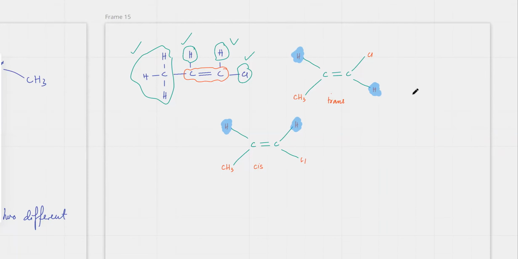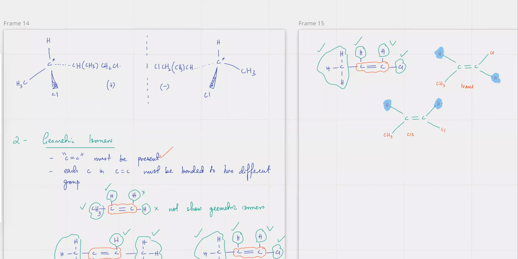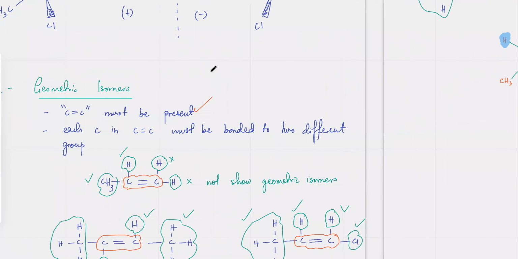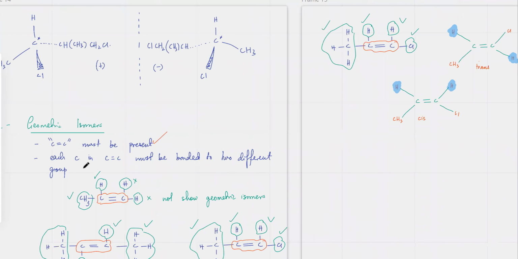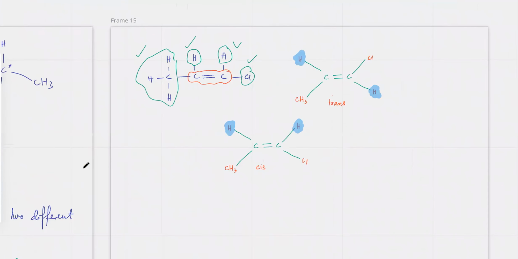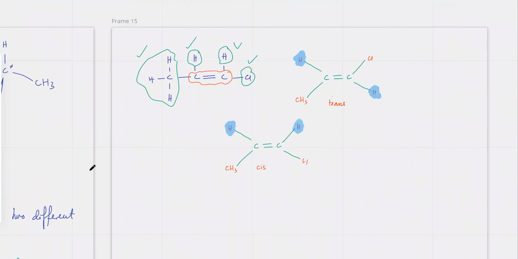So all 4 groups can be different and the conditions would still be met. The condition is that each carbon atom must be bonded to 2 different groups. So this carbon atom must be bonded to 2 different groups, and this carbon atom must be bonded to 2 different groups. So all 4 can be different, but then you won't be using the cis-trans naming mechanism. You'll be using a different criteria. Is this clear? Yes. That one is not in your course.